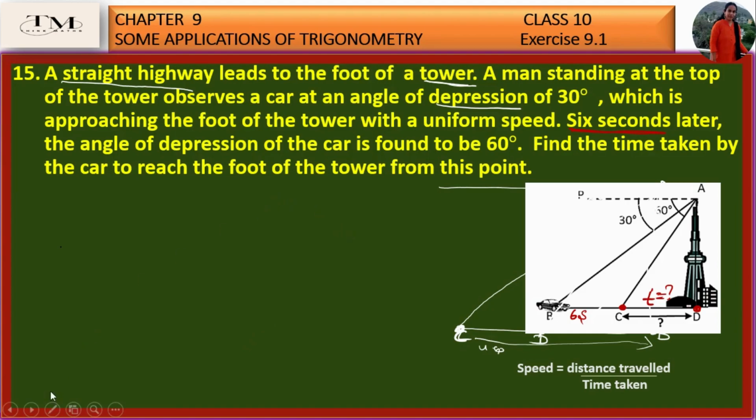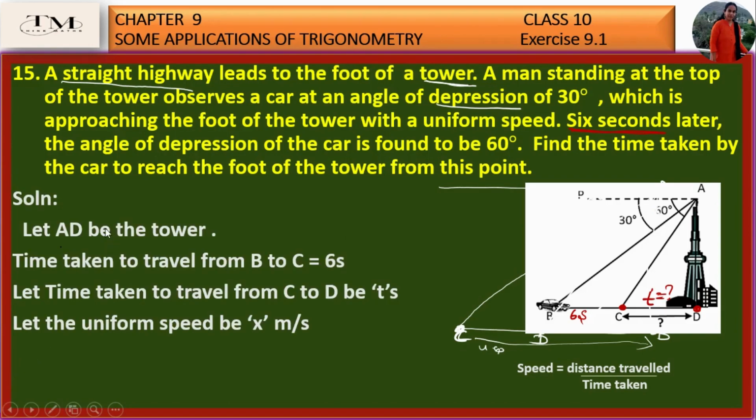So let us assume some values. Let AD be the tower. The time taken to travel from B to C is given as 6 seconds. So 6 seconds later the car reaches the position C. So the time taken to travel from B to C is 6 seconds. Let the time taken from C to D be T seconds.